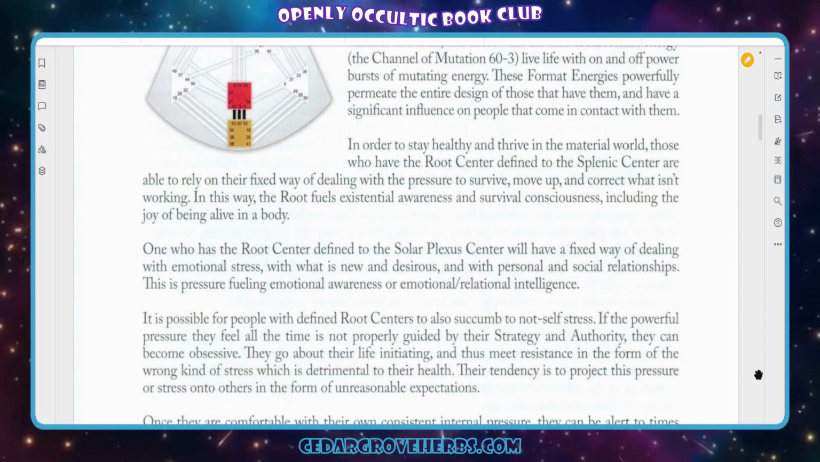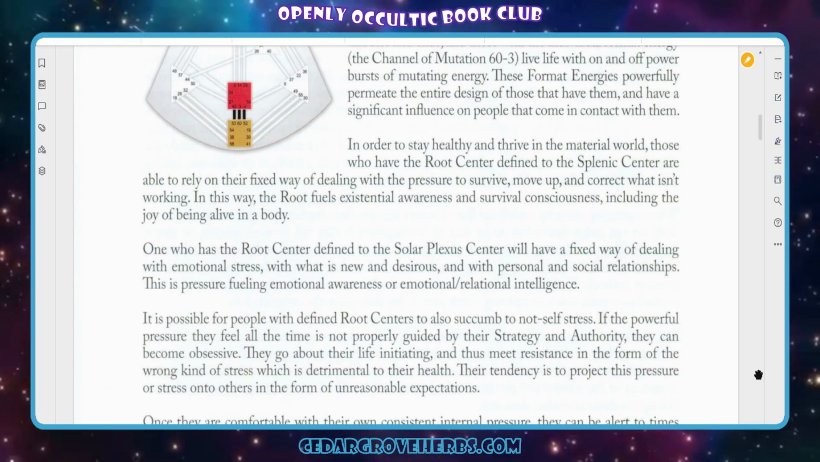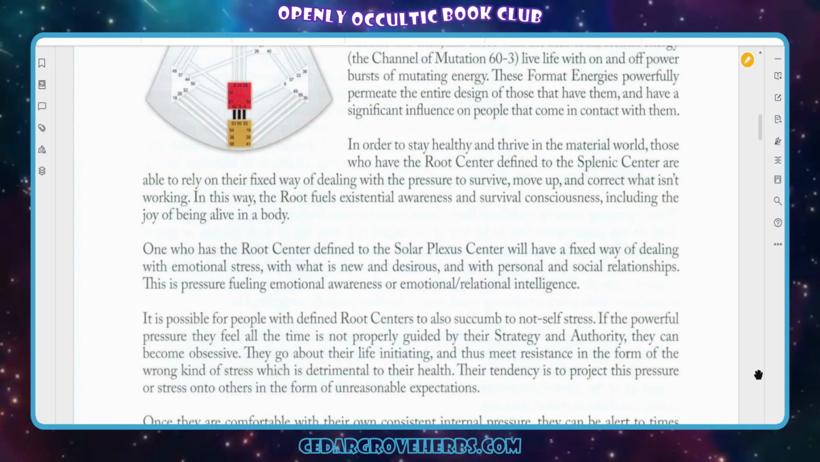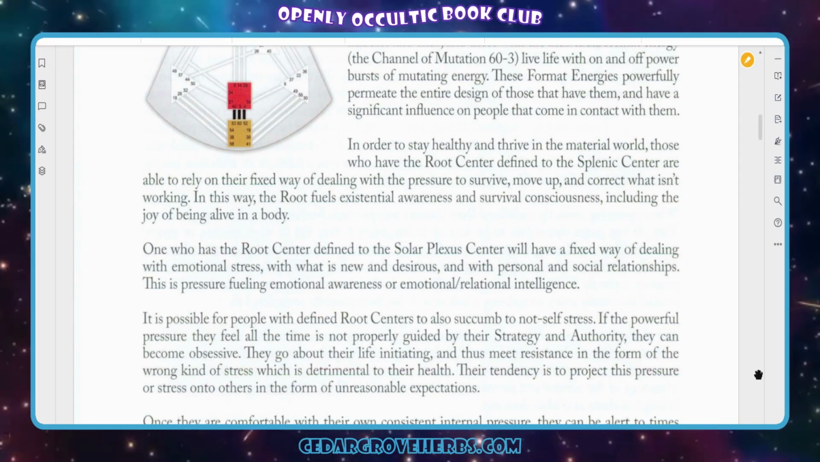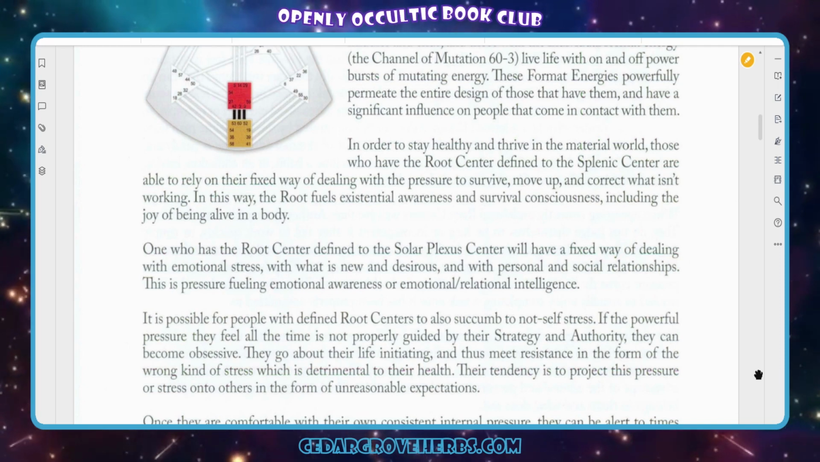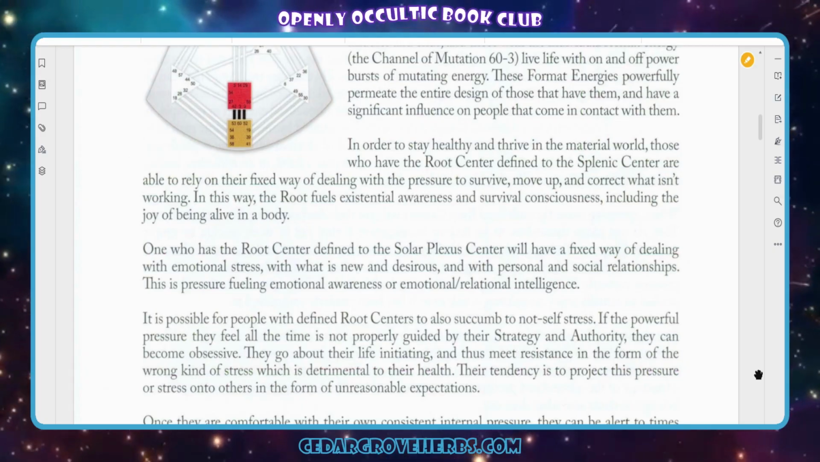So, one who has the root center defined to the solar plexus center will have a fixed way of dealing with emotional stress, with what is new and desirous, and with personal and social relationships. This is pressure fueling emotional awareness or emotional relational intelligence.